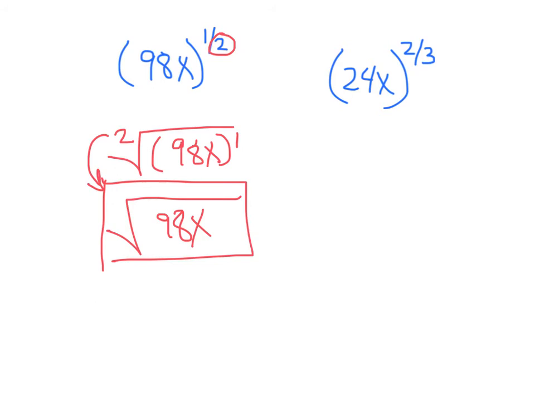For the next one, this denominator of 3 operates on the entire 24x. So I put the radical, put in the 3, and then put in the rest of the problem, 24x in parentheses raised to the 2.